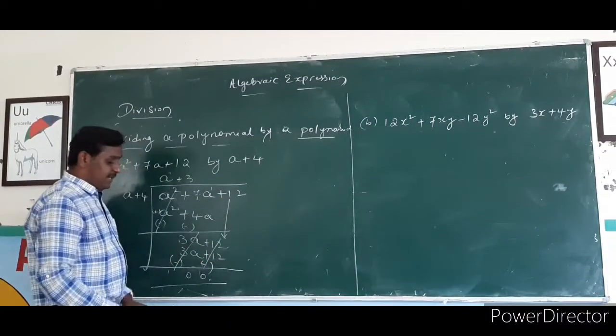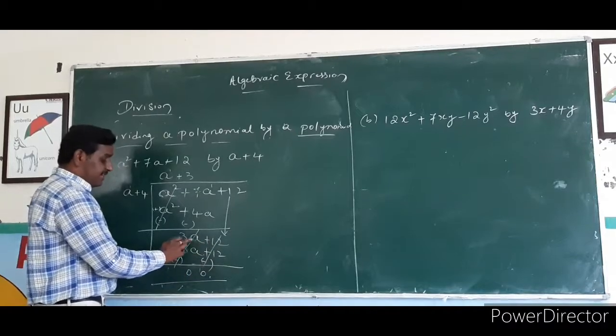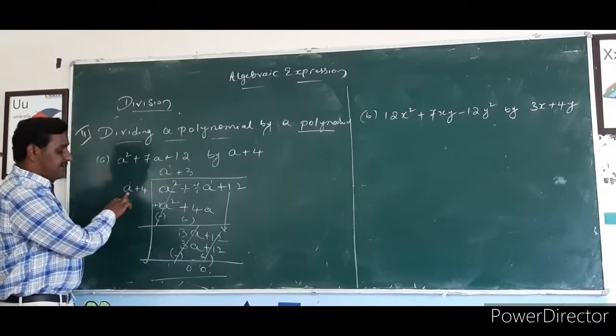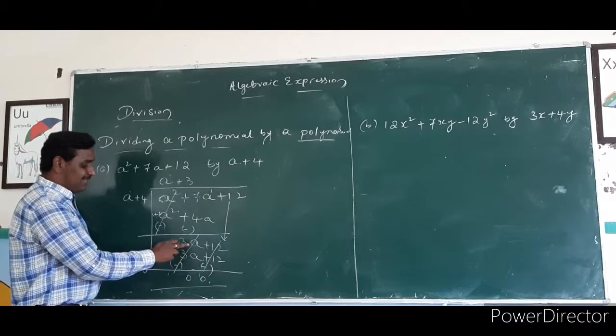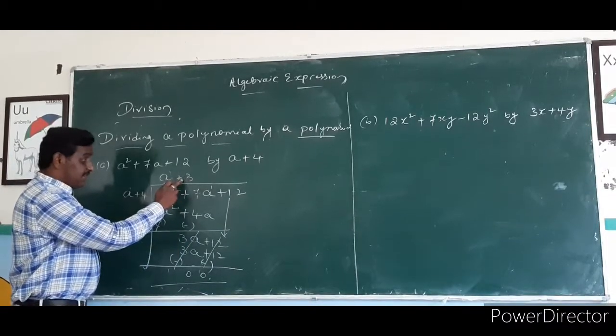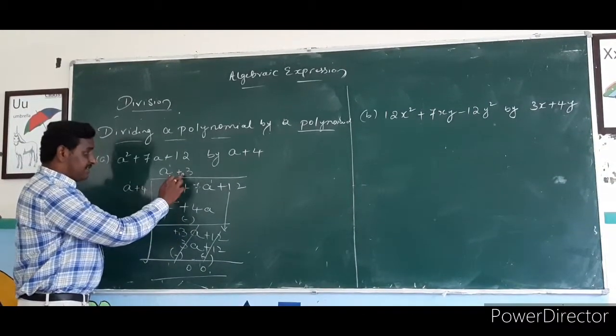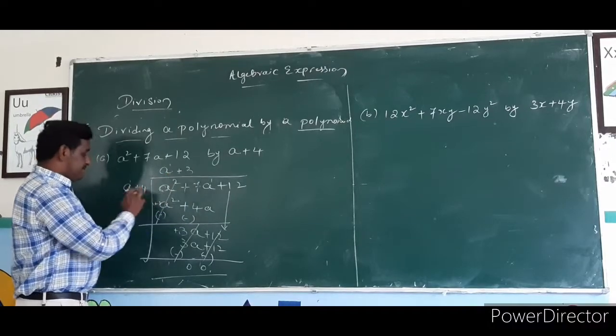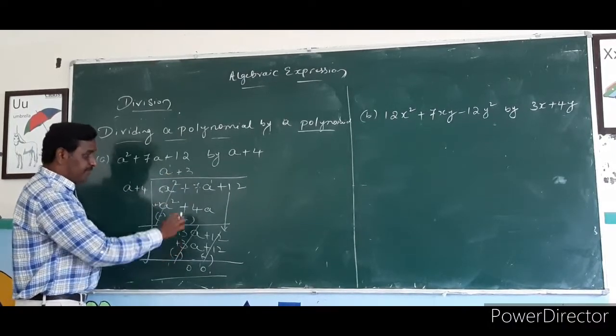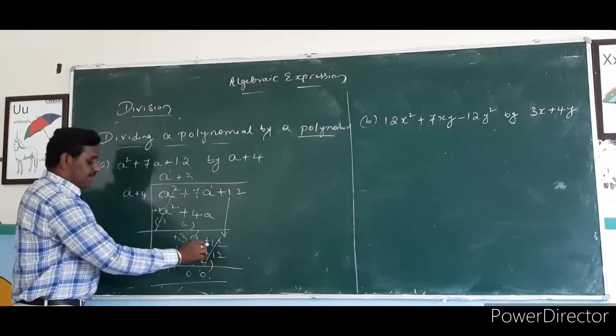So 12 I am getting down. So after getting 12, here 3a is there. Here a is there. So what should be multiplied? You will get 3a here means plus 3. Same sign. Here plus 3a is there. That's why I am considering here plus 3. Plus 3 into a plus 3a. 3 into 4 plus 12.